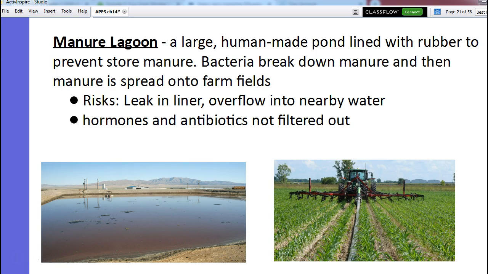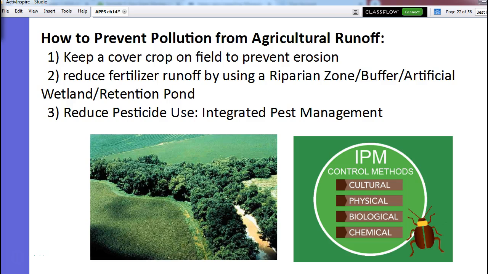When we talk about animal waste, it's really hard to control because animals poop, right? And sometimes that poop can get washed into the riverways, and that can cause the same problems as human waste. So what are we going to do about it? There's some natural things that we can do to reduce agricultural runoff, okay? So we can keep a cover crop on the field to prevent erosion. So anytime we've got soil that's eroding away, it can bring some of that animal waste with it, okay? So if we have a cover crop or if we have crops on there holding the soil in place, it's less likely to erode away.